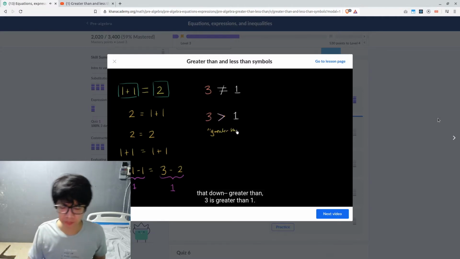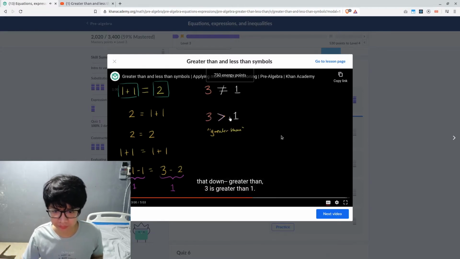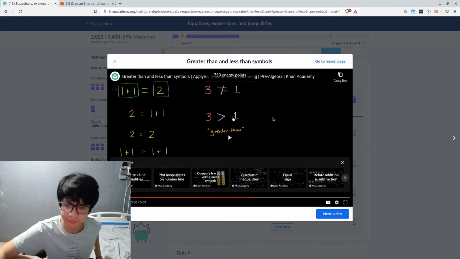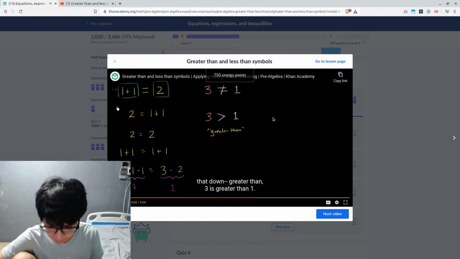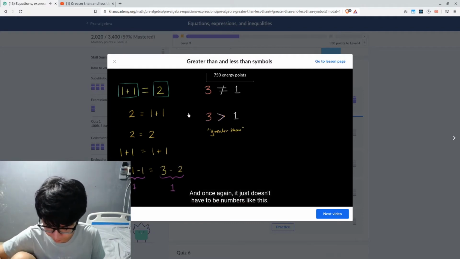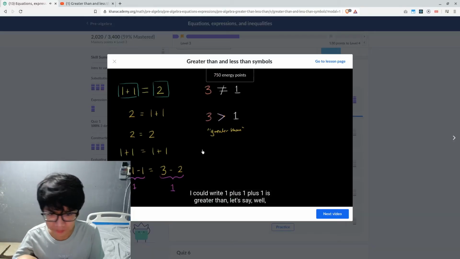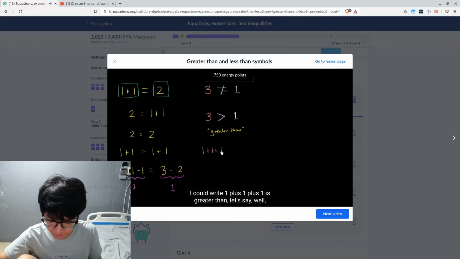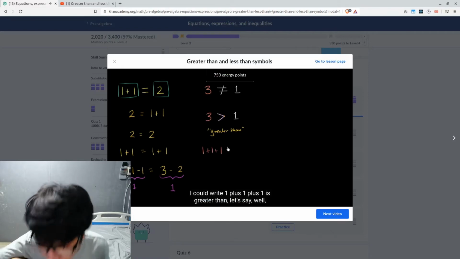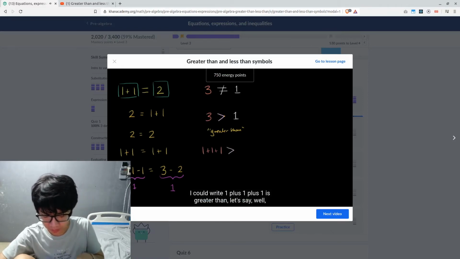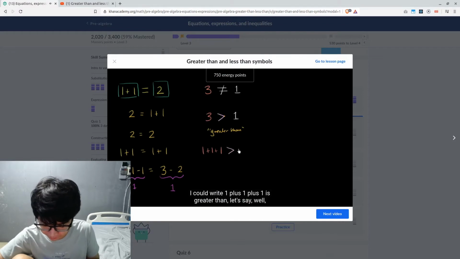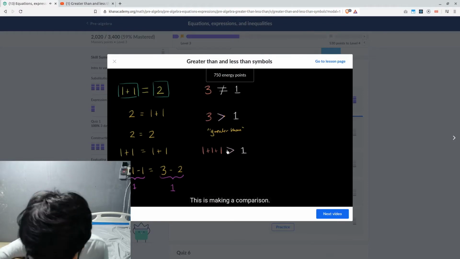And once again, it doesn't have to be numbers like this. I could write an expression. I could write 1 plus 1 plus 1 is greater than, let's say, just 1 right over there. This is making a comparison.